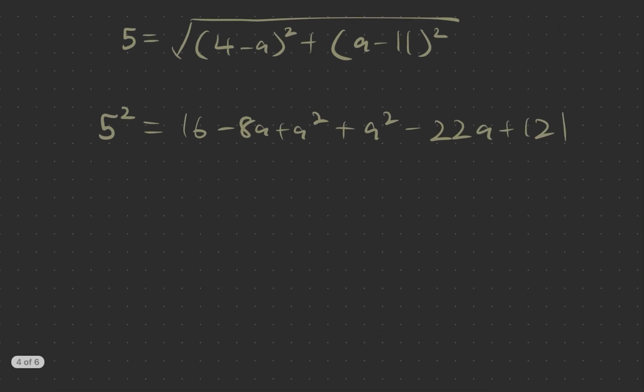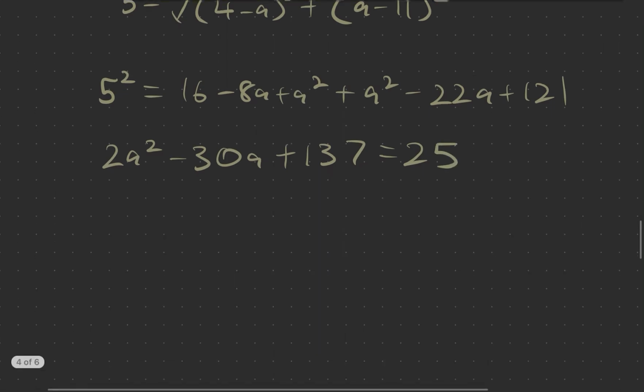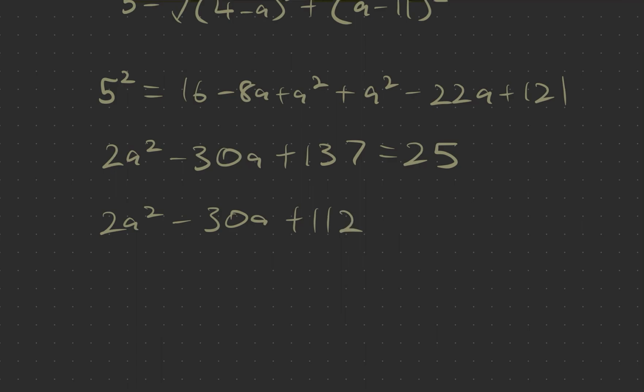Alright, then we just gotta compile everything together. So the 2a squares, when added together, you get 2a squared, minus 8a minus 22a, you get minus 30a. 16 plus 121, you get 137 equals to 25. Now we want to make our right hand side 0 so that you can use any method you want, but usually I'll use the quadratic formula. So 2a squared minus 30a, and 137 minus 25, because I'll minus 25 on both sides to make the right hand side 0, so it's just plus 112.